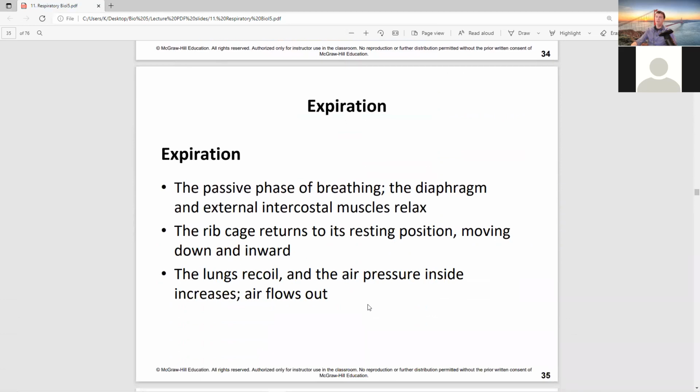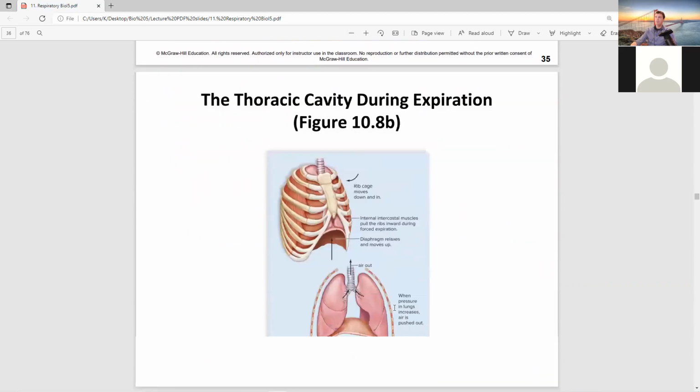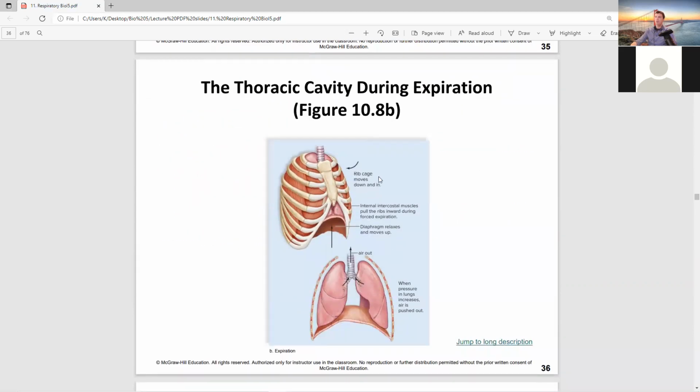During expiration, the passive phase of breathing, the diaphragm and external intercostal muscles relax. The rib cage returns to its resting position, moving down and inward. The lungs recoil and the air pressure inside increases, so air flows out. That's shown here. As the rib cage moves down and in, the internal intercostal muscles pull the ribs inward during forced expiration, and the diaphragm relaxes and moves up. So when the pressure in the lungs increases, air is pushed out.